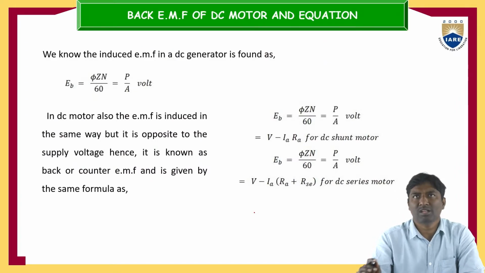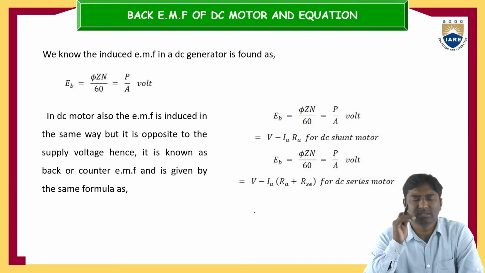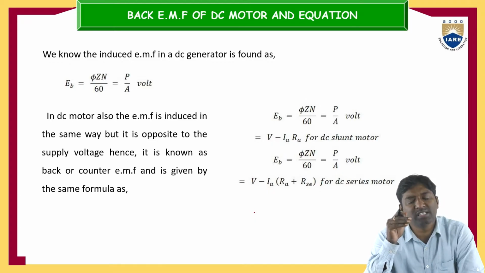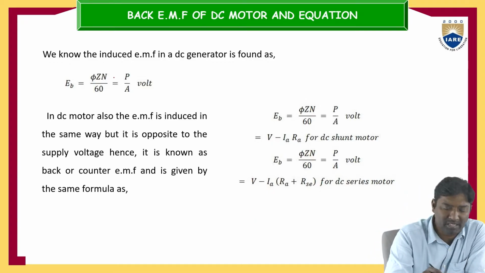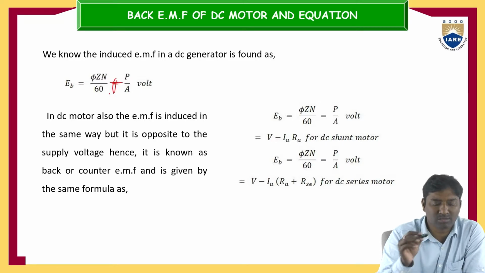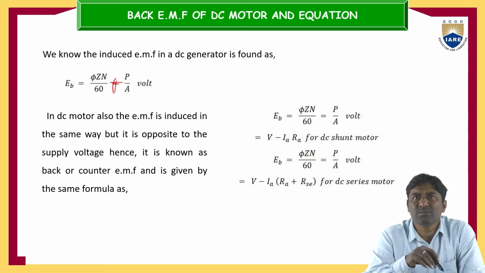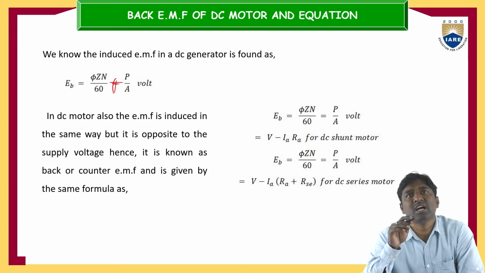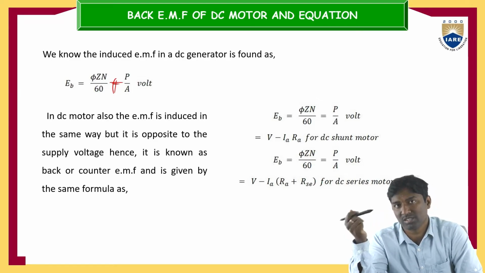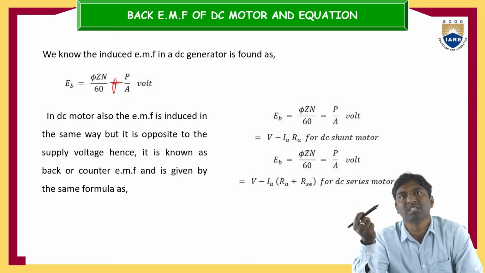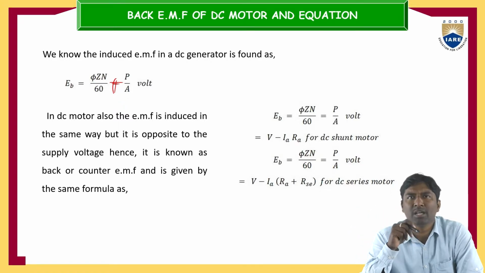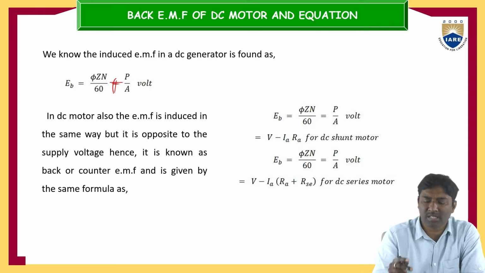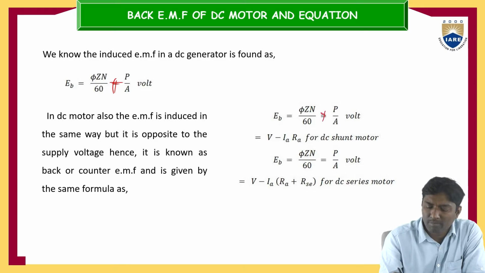Before going to torque, we know that the induced EMF in a DC generator is P pi N Z divided by 60 A. In case of the DC motor also, EMF is induced in the same way, but it is opposite to the supply voltage. That's why it is called back or counter EMF. So the formula is the same: Eb is equal to P pi Z N divided by 60 A.